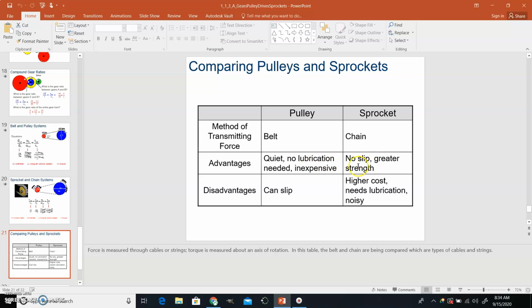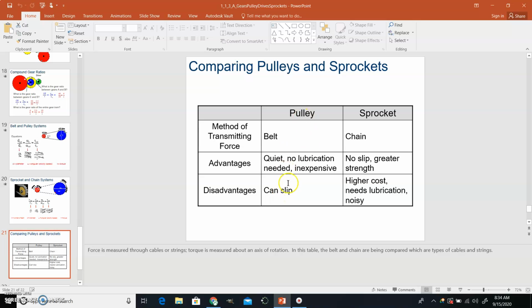Whereas a sprocket advantage is no slip, greater strength. The problem with pulleys is as the belts start wearing out, there is a common thing for slippage. I'm not saying it never happens with a sprocket. It says no slip, but if certain things get worn out on a chain, it can happen. You've probably been on a bicycle before where maybe the chain has slipped just a little bit and engaged. I know they're saying no slip, but I know it happens. So that's something that you need to think about.